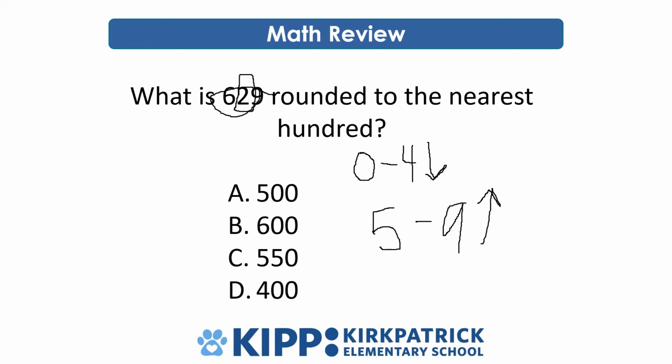Am I going to round down or up? That's right, friends. I'm going to take this number down. So 629 rounded to the nearest hundred is going to be rounded down to 600, which will give me the answer choice B.